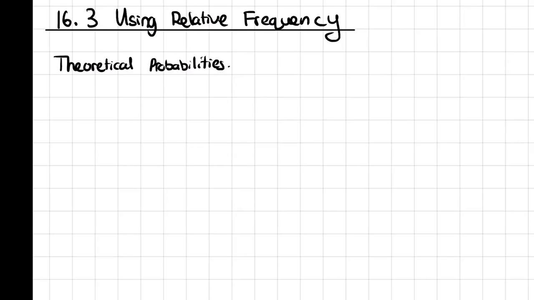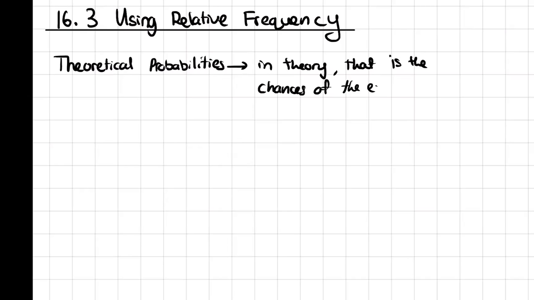It means that in theory, that is the chances of the event happening. But if you do it a few times, it doesn't really reflect the probability.